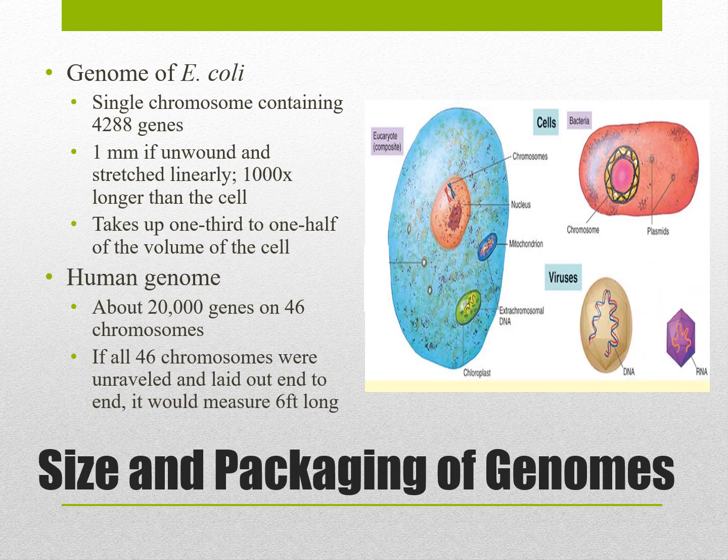Now, just to give you a better idea of those differences between genomes for a prokaryote and a eukaryote, I have this slide where we're looking at the genome of E. coli versus a human genome. The E. coli has, as we would expect, a single chromosome containing roughly 4,000 genes, as opposed to the human genome, which is going to have 46 chromosomes and 20,000 genes on those 46 chromosomes.